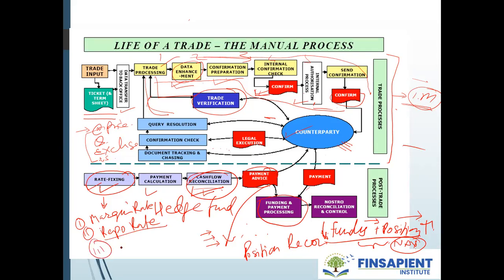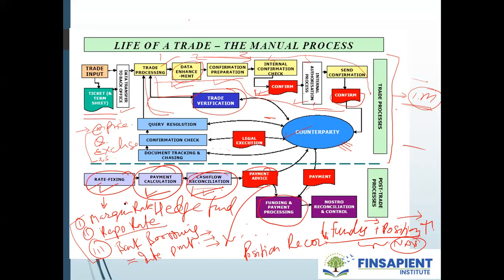Third item is when there is any bank borrowing. It's not frequent, but that is also possible. So all these will be impacting our net interest liability on a daily basis, interest payment. That will be feeding into payment calculation. That means once you have rate fixing in order, you will know how much payment is to be made on a daily basis. So, payment calculation.